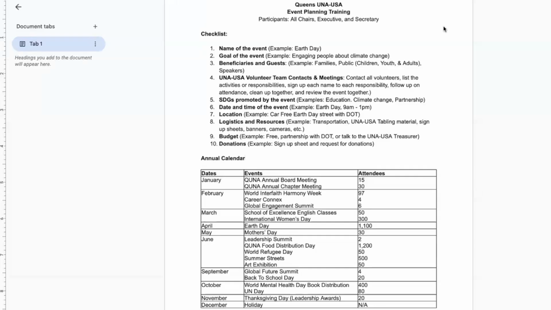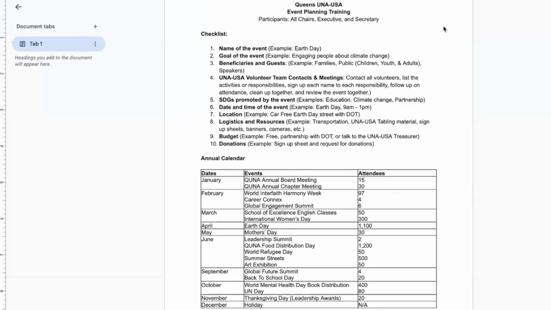And then number nine is our budget. So for most of our events, we try to keep them limited in budget and use the resources that we have allocated for them so we don't have to spend too much money. But as for budget, we also get a $25 fee each time a member joins UNA USA Queens. So if you need the budget, then you can reach out to our treasurer and he'll explain all of that and how much money we would need.